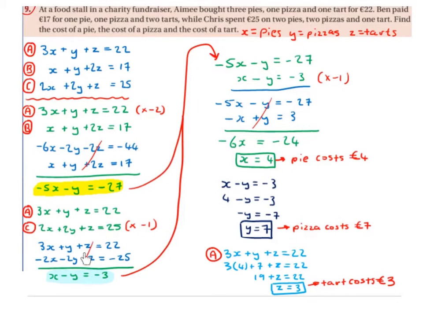So now my Z's will cancel. 3X minus 2X is X. Y minus 2Y is minus Y. 22 minus 25 is minus 3. So now I have another equation in terms of X and Y.